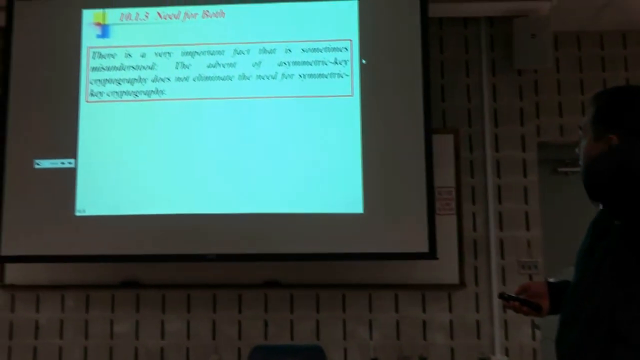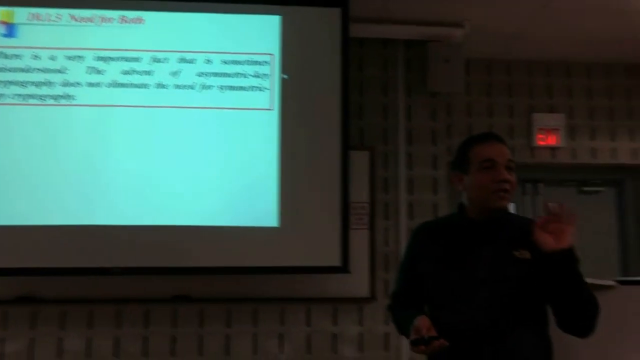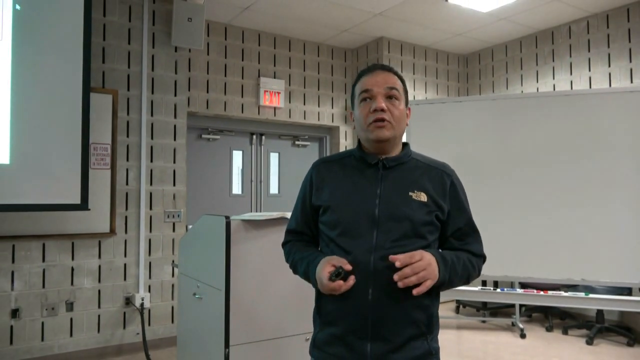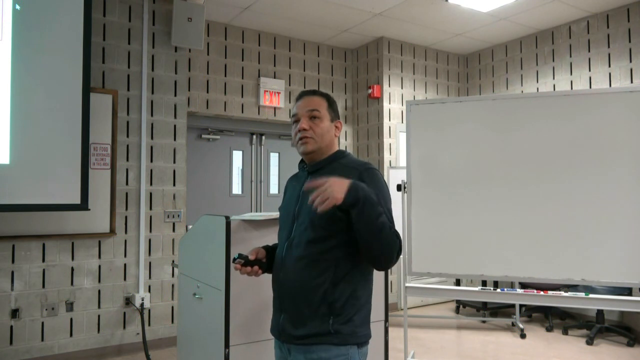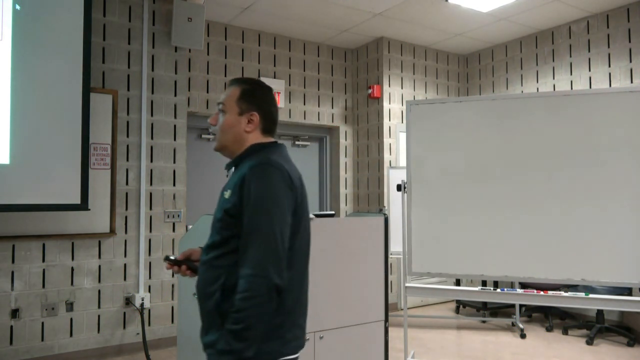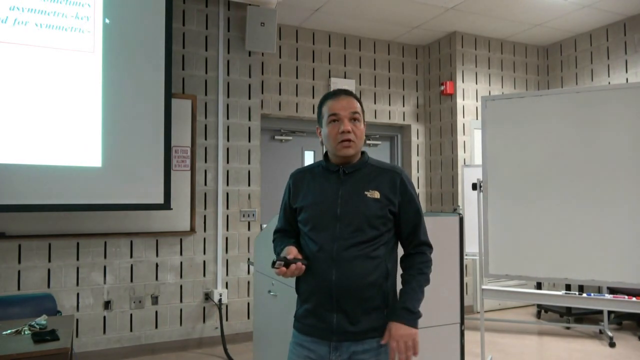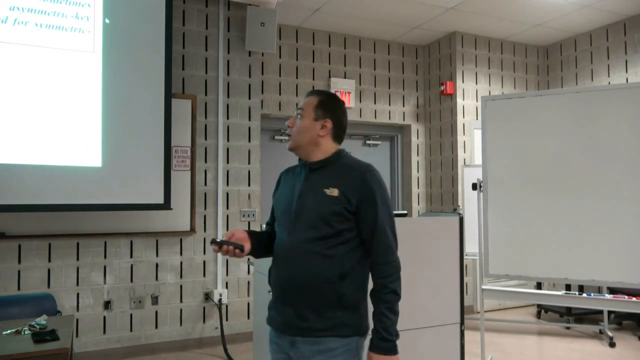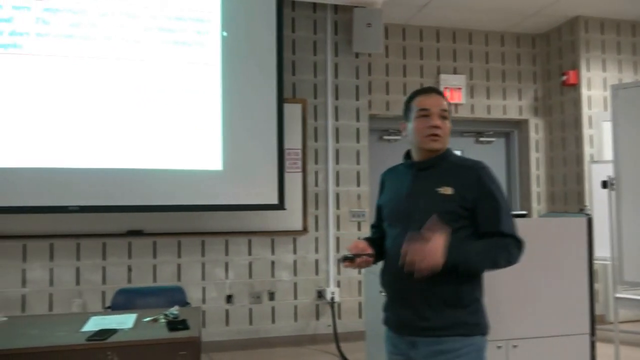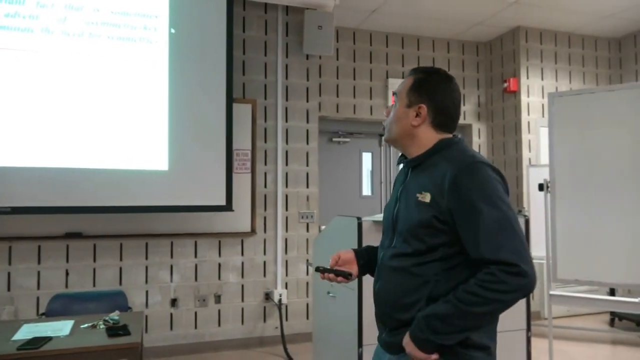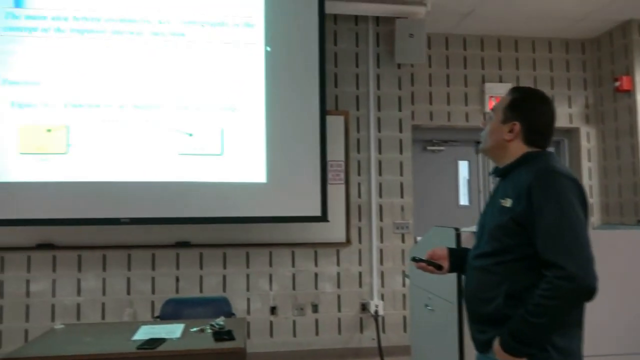We emphasized last time that in real life we're going to need both kinds of encryption. We need symmetric and we need asymmetric. They have different applications. Symmetric encryption, like triple DES and AES, is used for encrypting big data, whether it's a stream or a block. Asymmetric is used for different applications such as digital signatures and other things.